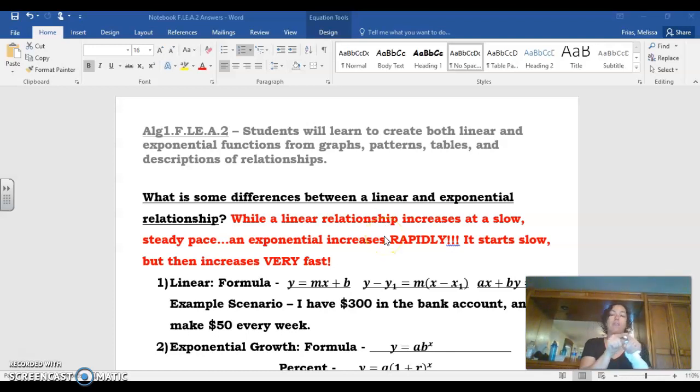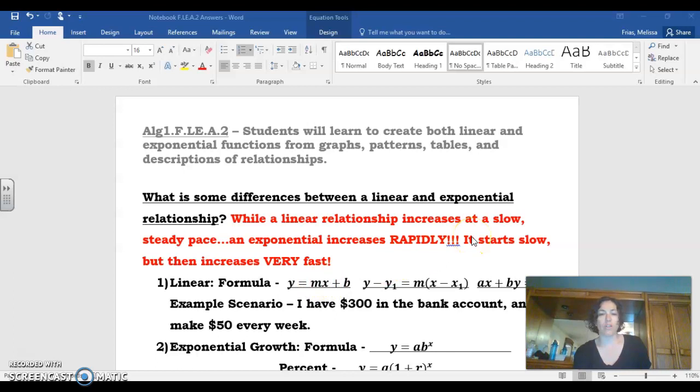So it starts off slow, and then it goes really quickly. If you're looking at some of these formulas, the y equals mx plus b, if you remember, just a quick review, this is your y-intercept, and this is your slope.